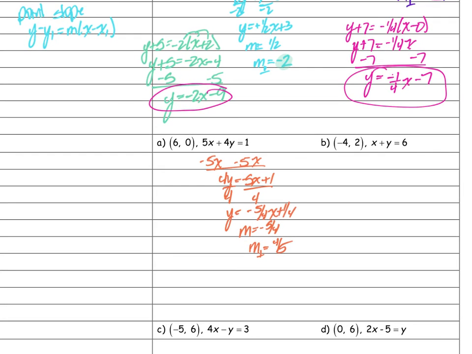Those of you that put that in the chat, most of you got that right. Good job. Okay, so then I'm going to put it into my point slope form. So I get y minus 0 equals 4 over 5 times x minus 6. So then I get y equals 4/5 x minus 24/5. Done.